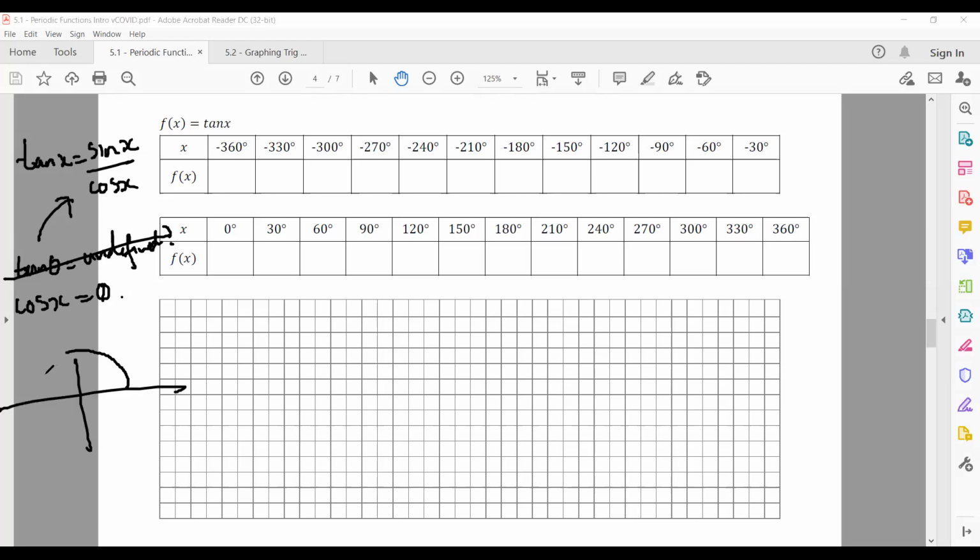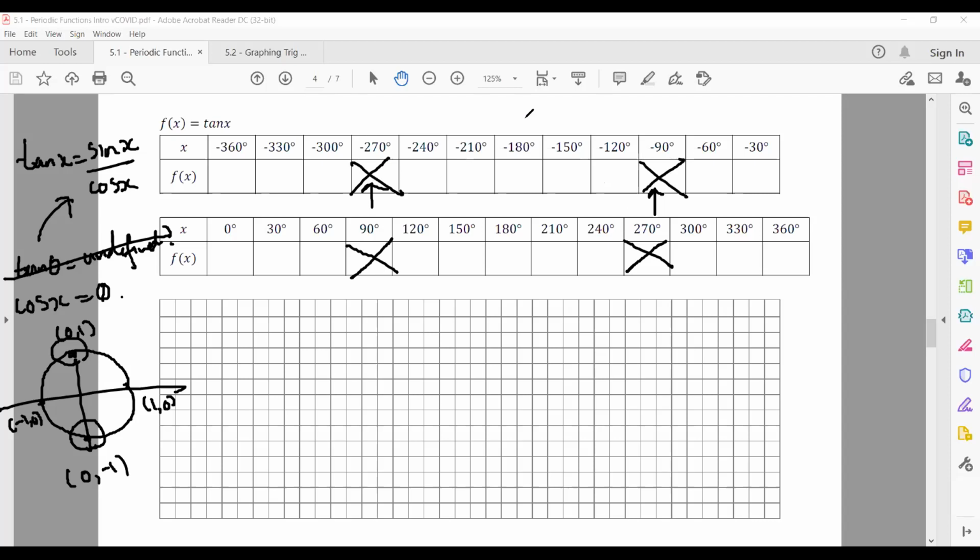You remember? When is the x value equal to 0? At the angles of 90 degrees and 270 degrees. So this is going to be undefined, 270 is undefined, and as a repeat, negative 270 is undefined and negative 90 is undefined. So let's draw quickly axes.